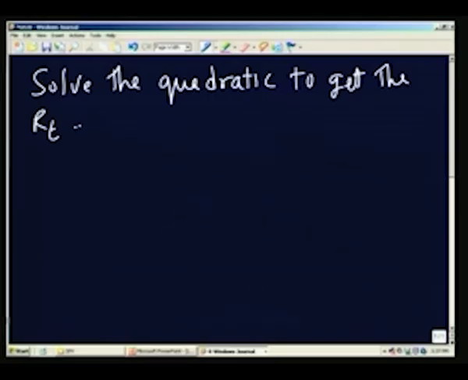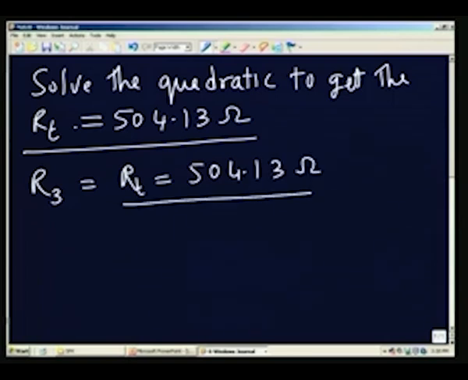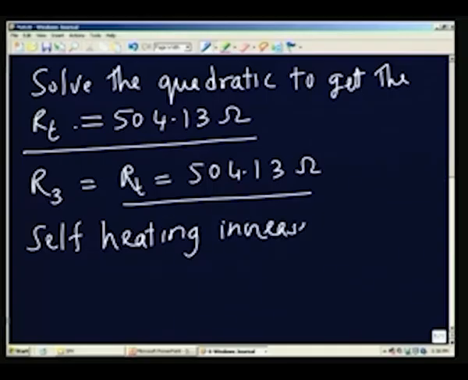Actually, it works out to 504.13 ohm. So, the answer to the problem is R3 equal to RT equal to 504.13 ohm. This is the answer required. That means that the self heating of the RTD increases the resistance by 4.13 ohms.